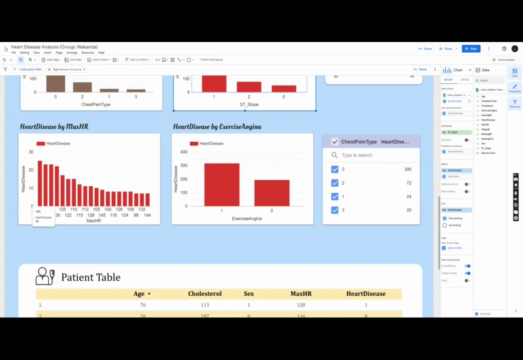And moving to heart disease by max heart rate, it shows that heart disease is more frequent in patients with lower maximum heart rates, particularly those below 140. This is a useful insight for risk evaluation. As we can see from the heart disease by exercise angina bar chart, patients who experience exercise-induced angina, value 1, are more likely to have heart disease. This makes exercise angina a key predictive factor.